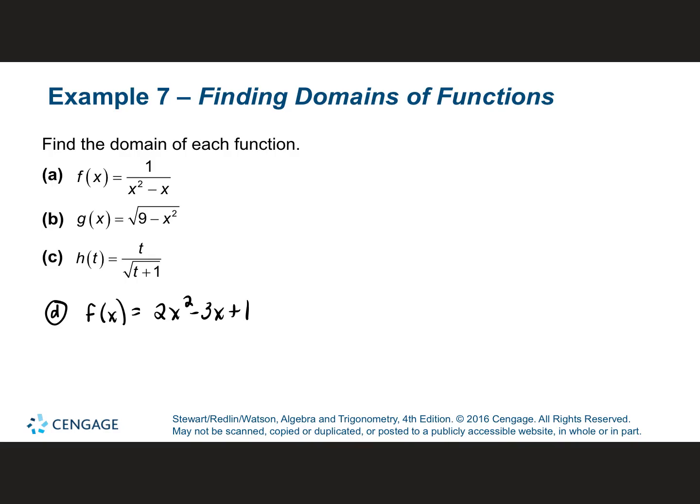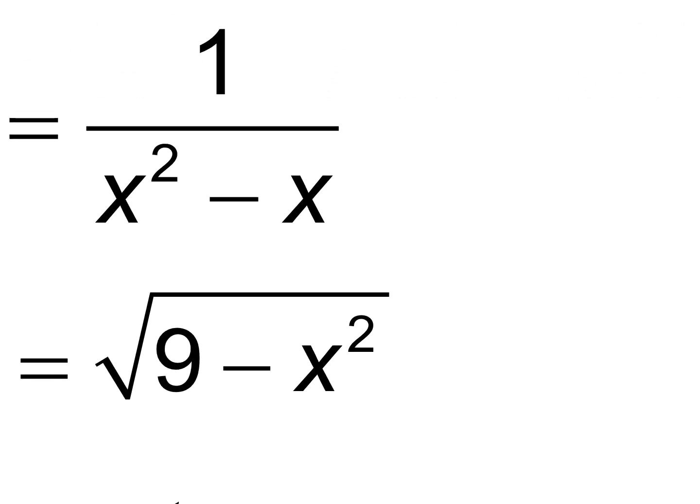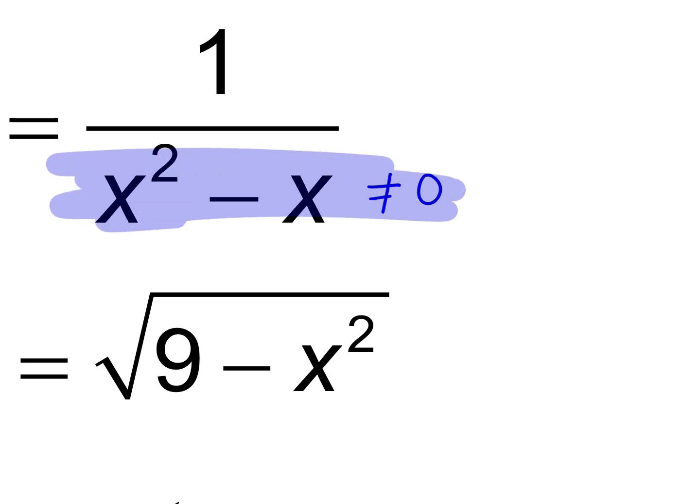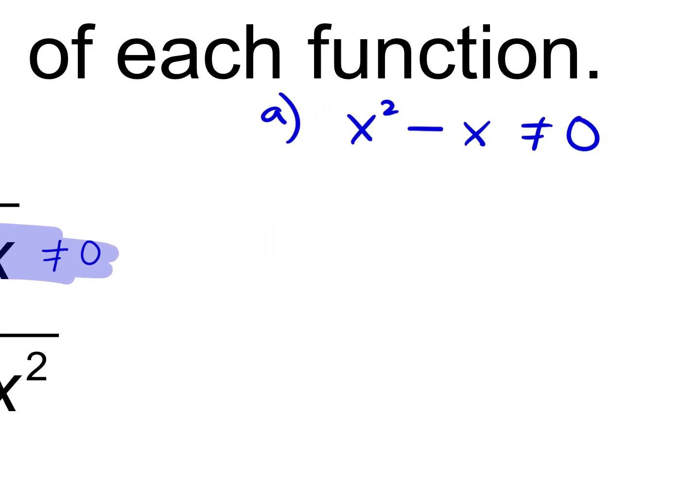So in example 7, we're finding the domain of each function. So if we have a fraction, we said that our denominator cannot be equal to 0. So we set whatever's in the denominator not equal to 0. So for A, I'm going to do it on the side over here so we have more space. We need to find out what value of x do we have when x squared minus x does not equal 0. So we're kind of just solving as if it is equal to 0, but it's those are the values where the function doesn't work.